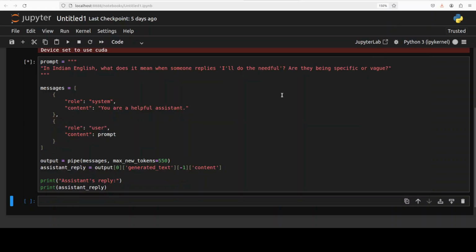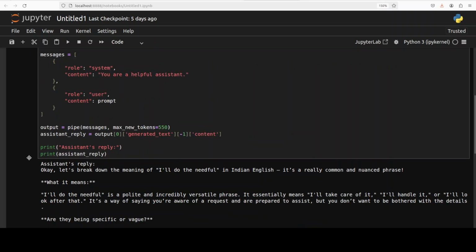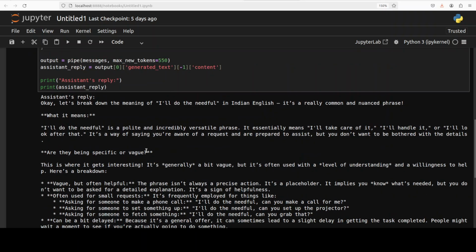I would say that it is a bit higher than I was expecting, but anyway, I don't think this is going to be running on your CPU. So maybe a commodity GPU you would need for it. But the quality of the model is quite good. There you go. So it is talking about what it means. I'll do the needful. It's a polite and incredibly versatile phrase.